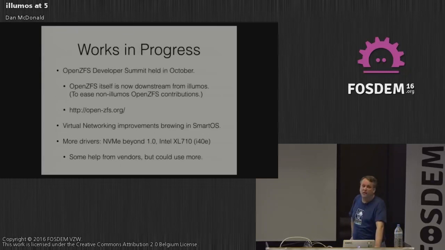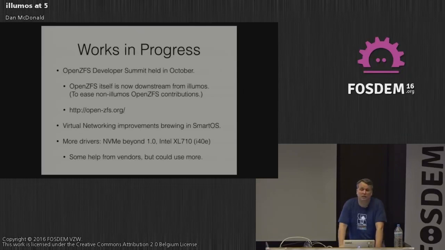The OpenZFS Summit, like I said, was held in October. OpenZFS itself is now downstream from Llumos, and they did that so they can do GitHub pull requests for people contributing from other ZFS implementations. And they have their own website now, openzfs.org. There's SmartOS. The Joyent people are improving virtual networking because they're basically a cloud provider, so they have to do that. They have virtual networking improvements.